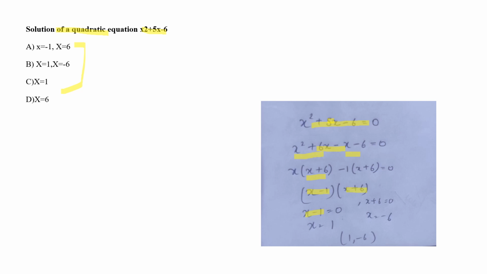If we put x minus 1 equal to 0, then x is equal to 1, and another, x plus 6 equal to 0, how much will x come? Minus 6. So one value will be 1 and one value will be minus 6. So in which option is it in the question? Option number B, x is equal to 1 and x is equal to minus 6 is the correct one.